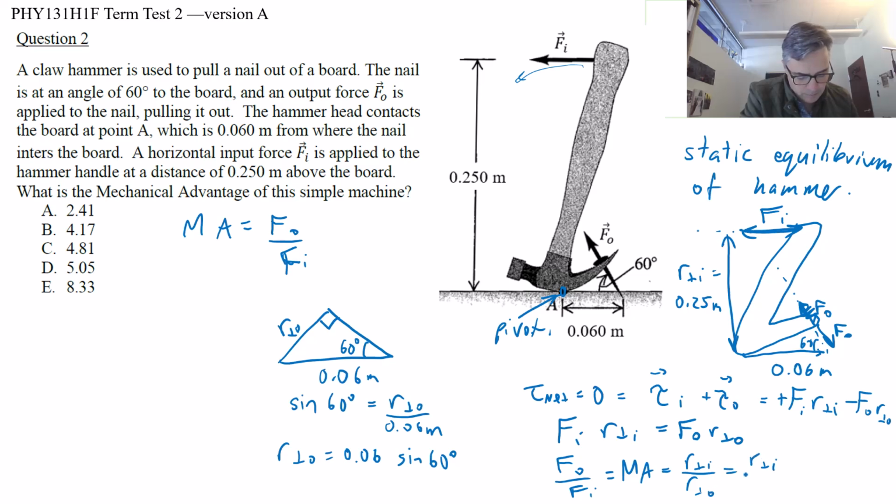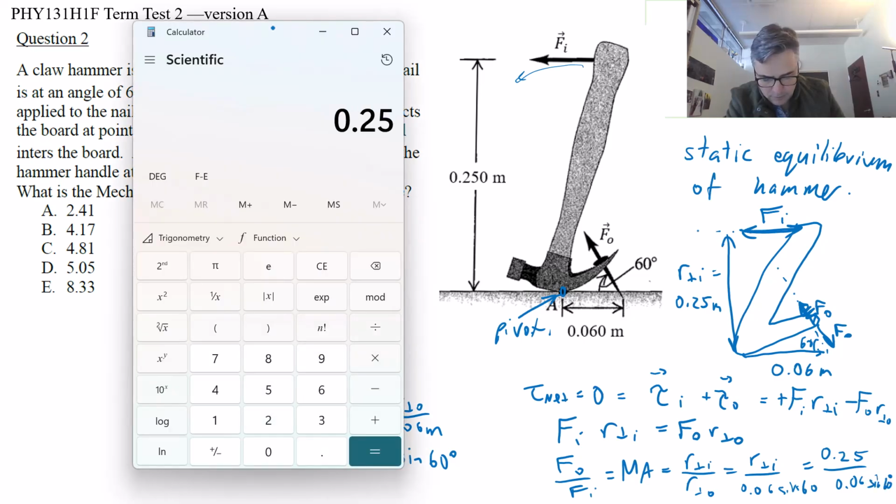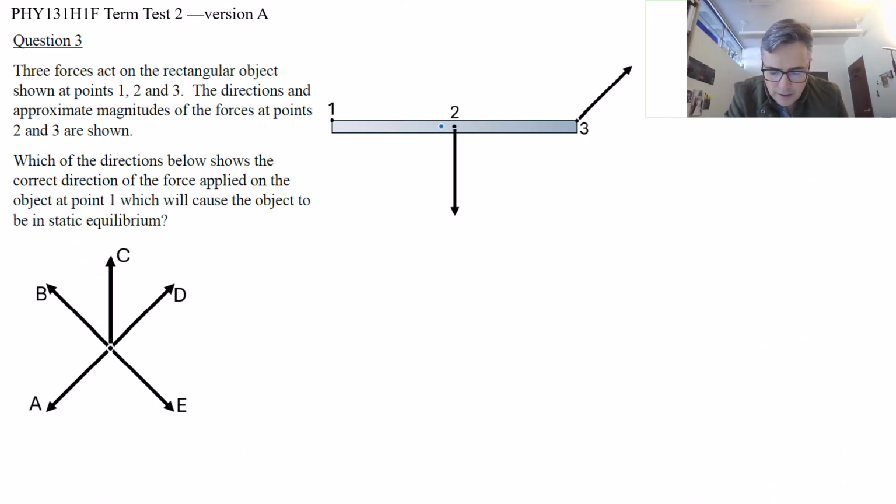R perpendicular input divided by 0.06 sine 60. It's 0.25 divided by (0.06 times sine 60), which equals 4.81.